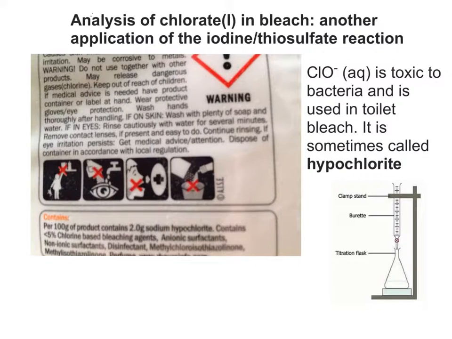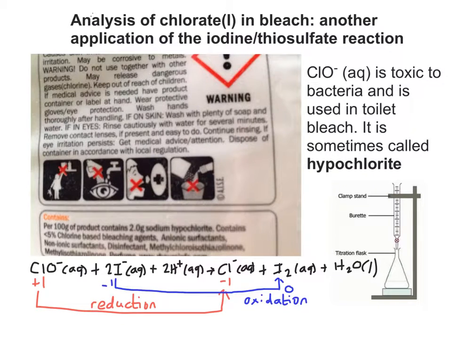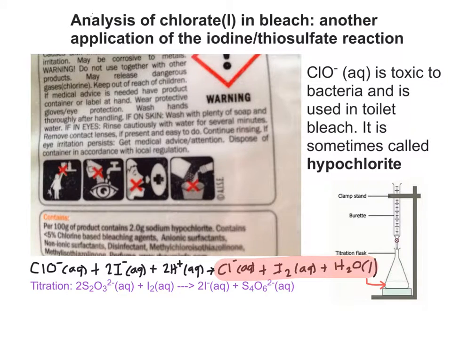So the first thing to happen is the chlorate ions from the bleach are reacted with iodide separately in the presence of H+ to form iodine. And this involves the chlorine in the chlorate being reduced. And at the same time, the iodide ions are oxidized, just to clarify this as a redox reaction overall. So that reaction mixture is in the conical flask.